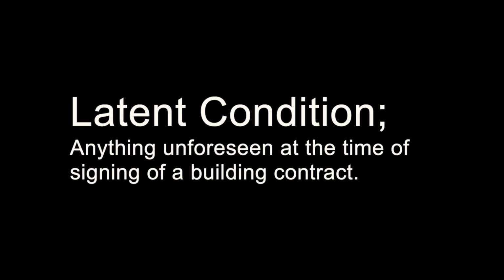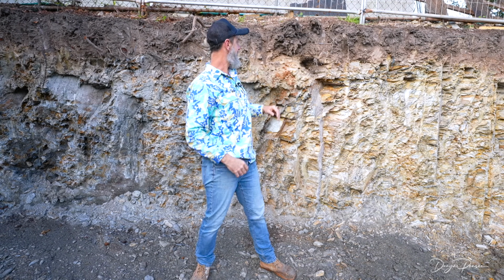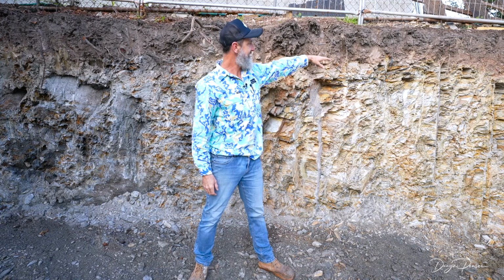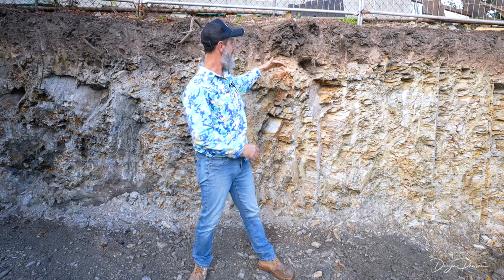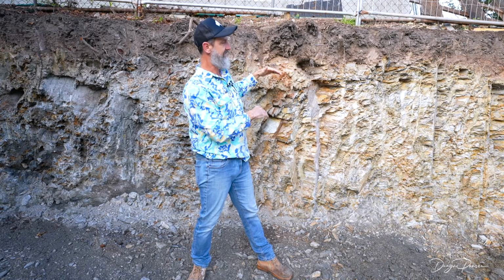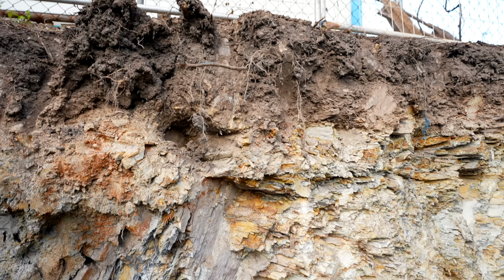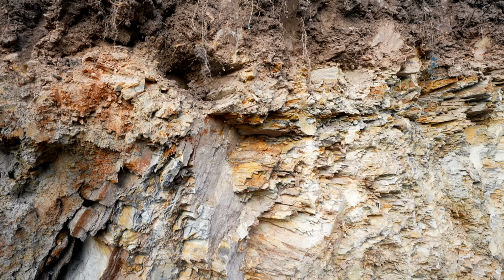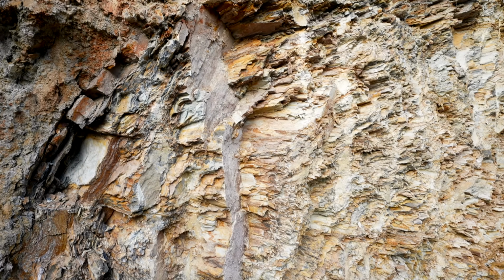A latent condition is anything that's unforeseen at the time of signing a building contract. Rock is one of those things. So if you can see behind me here, you'll see the line in the ground. You can actually see the level of topsoil. So on this particular site, we've only got, depending on the different areas, anywhere from only 200 to 400 millimeters of topsoil. And then we start to hit this really sort of dense clay type material. And then we start moving down to the shale rock, which is very hard.